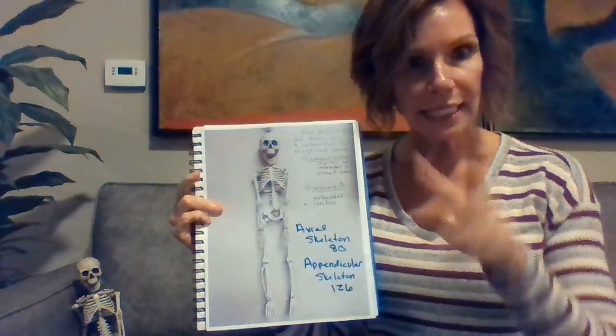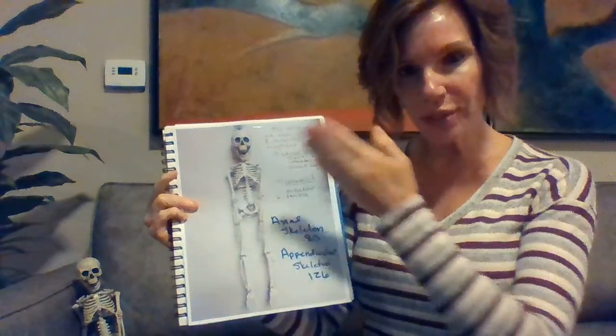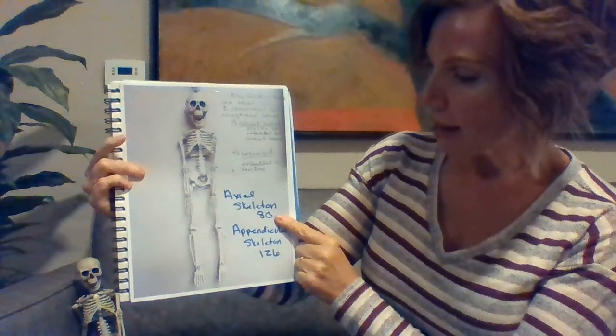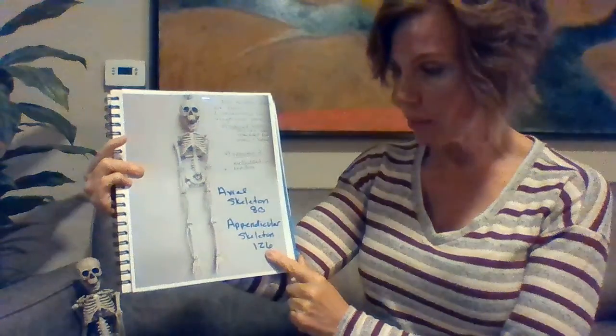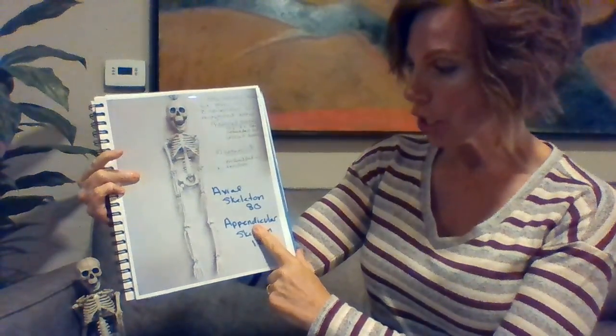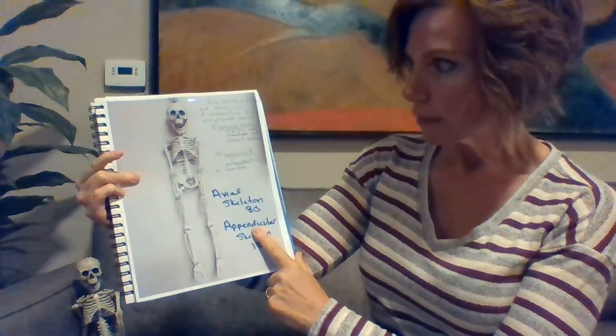The skeleton is actually in 2 different sections. You have your axial section that has 80 bones, and then your appendicular skeleton, and that has 126 bones. And the appendicular skeleton is divided up into your upper and lower skeleton.